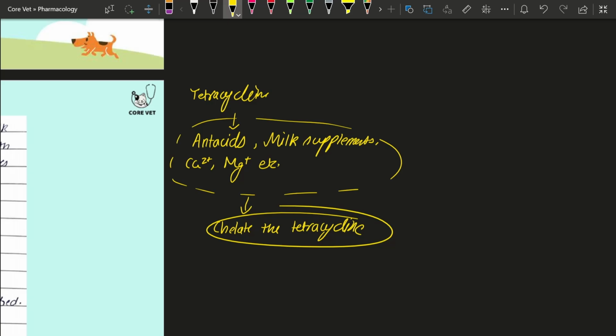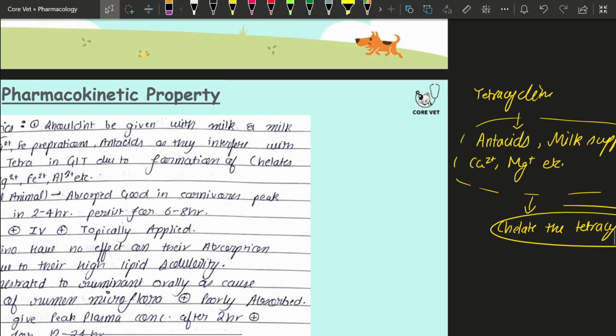That is why it is advised that while you are giving or prescribing the tetracycline, any sort of milk supplement, any sort of antacids containing several salts, right? We know the antacid contains magnesium, sodium salts, all the salts. Or any supplement containing calcium, magnesium salts. You should say that no, you don't have to give these supplements, because ultimately the salts are going to lead to the chelation of the tetracycline. So that's an important point that you should note.